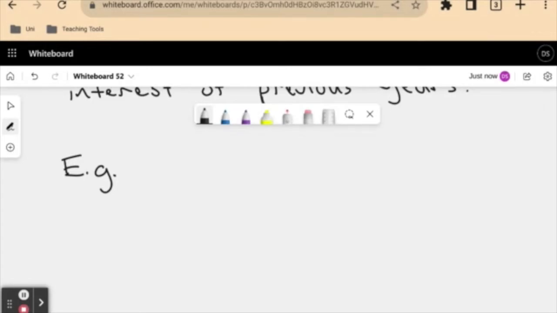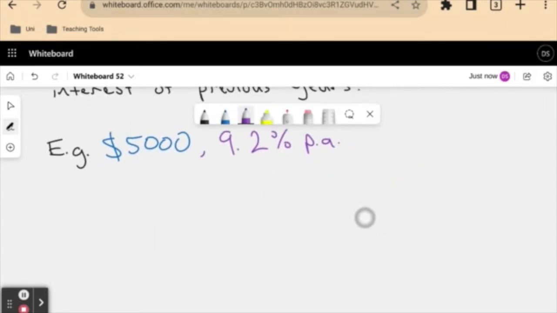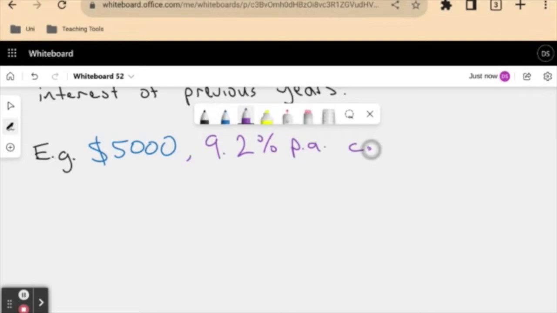So here we have an example that someone borrows $5,000 from a bank at a rate of 9.2% per annum. And remember, per annum just meant per year. And this is 9.2% per annum compound interest. So this is different to the simple interest we dealt with before.